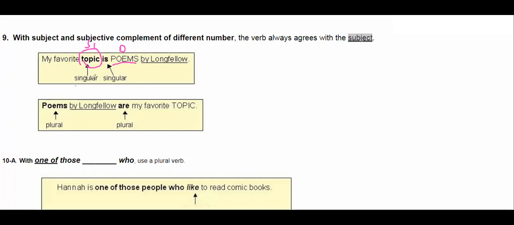The subject is singular, so obviously the verb is going to be singular. Poems by Longfellow are my favorite topic. Okay, here your subject is plural. So your verb is also going to be in its plural form.